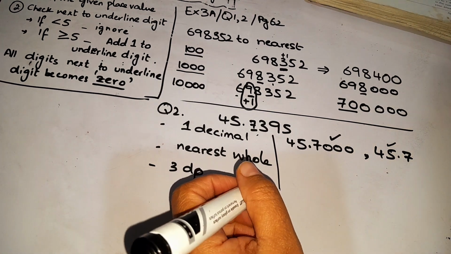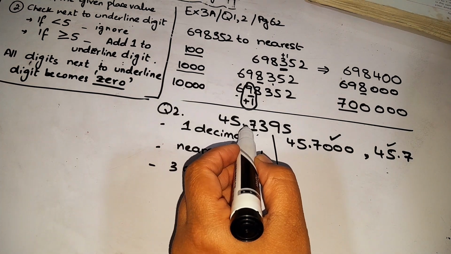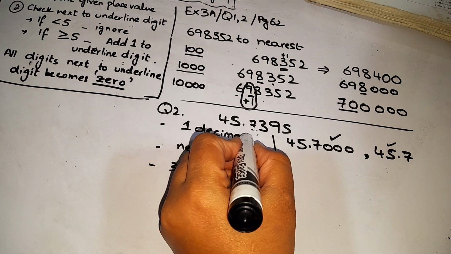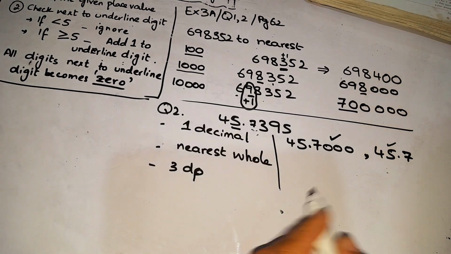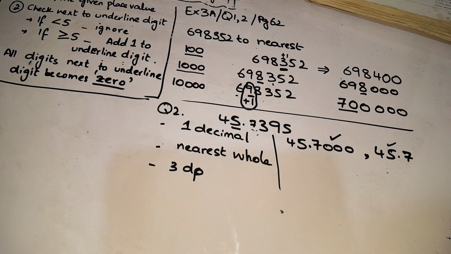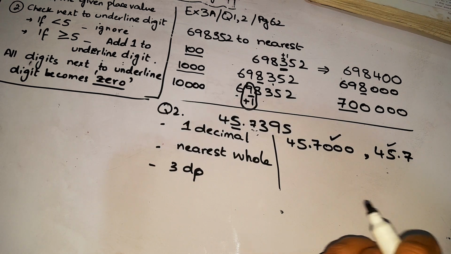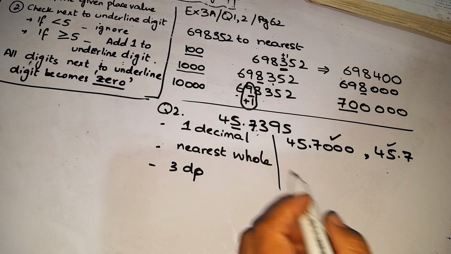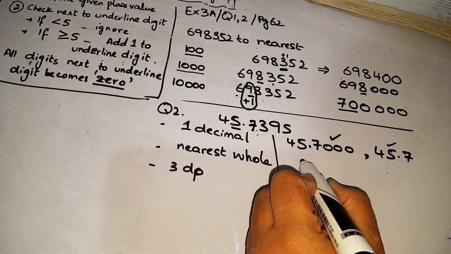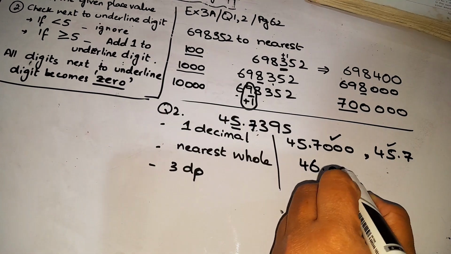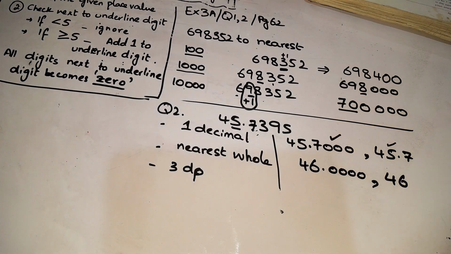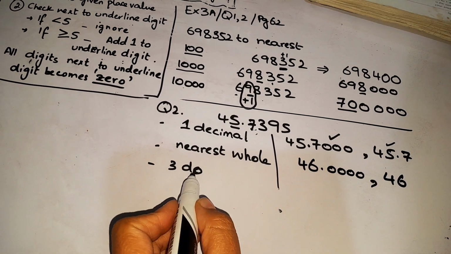So now nearest whole number, it means that these all 4 will be gone. So now the underline for part 2 is 5. You have to trim or you have to delete all the decimal part. Now the next to underline is 7. 7 will give a share, so it will be 46.0000 or 46. Both are correct. Now to 3 decimal places.